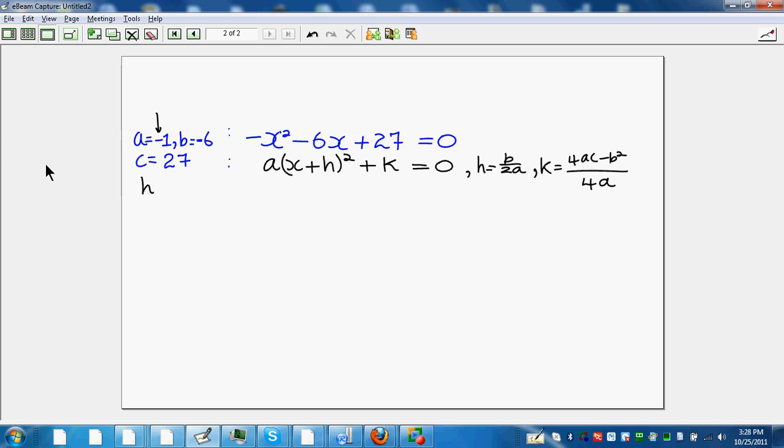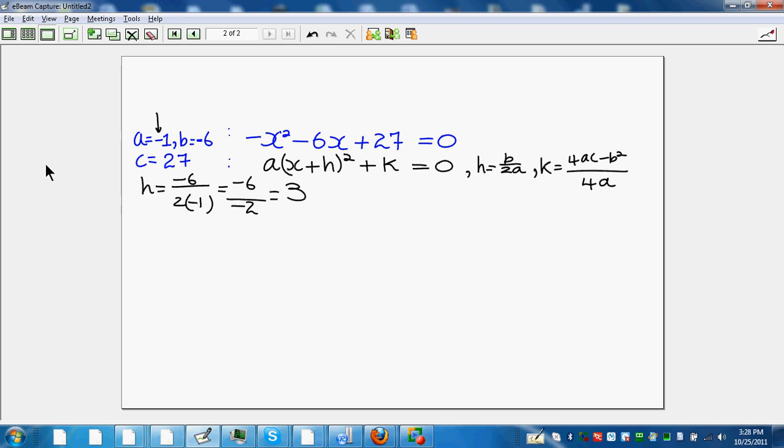So let us calculate what H would work out to be. H would work out to be B over 2A. B is minus 6, so it's minus 6 over 2 multiplied by A. In this case, A is minus 1. So B over 2A works out to be minus 6 over minus 2, which is equal to 3. So that's what H is.